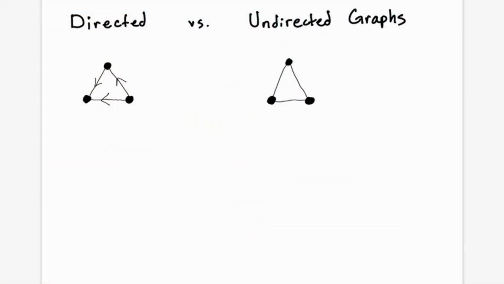In this picture, I've drawn two graphs on 3 vertices with the same edges. On the left-hand side is a directed version of the graph, and on the right-hand side, an undirected version. Let's write out the adjacency list representation of the graph on the right. The first thing we have to do is label our nodes. We'll label them 0, 1, and 2. Node 0 is adjacent to node 1 and node 2. Node 1 is adjacent to nodes 0 and 2, and node 2 is adjacent to nodes 0 and 1.